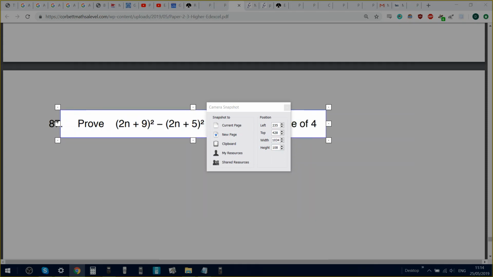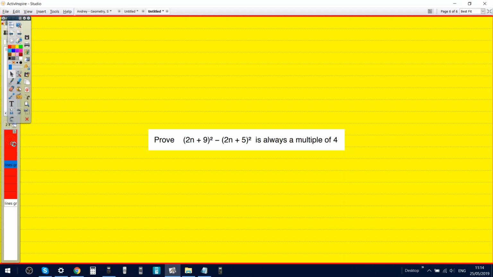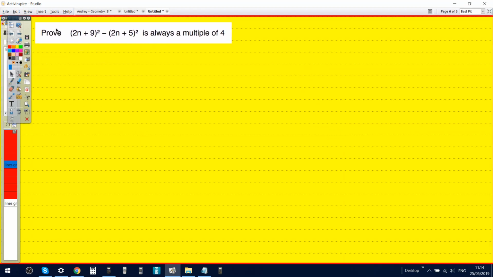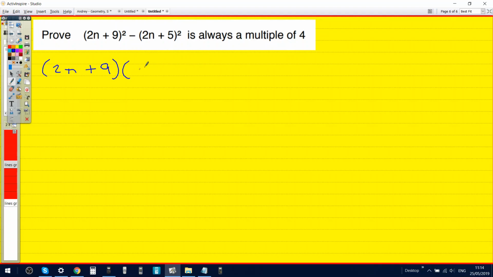How do we do this thing? So first we expand the brackets, so it'll be 2n plus 9, 2n plus 9 minus 2n plus 5, 2n plus 5.